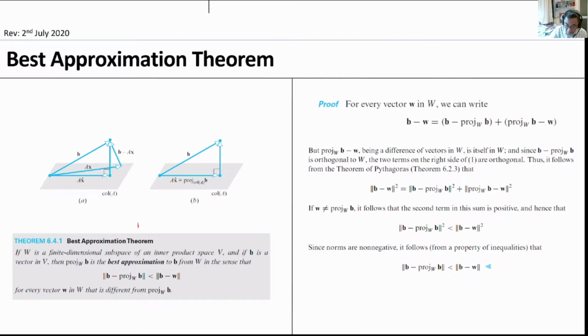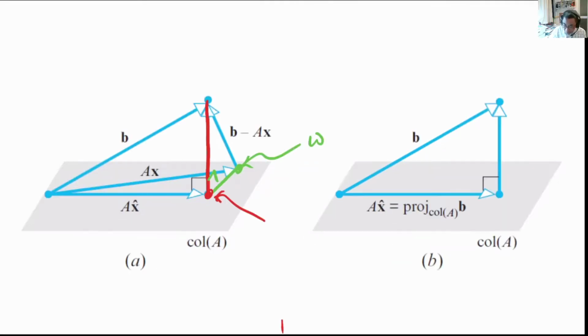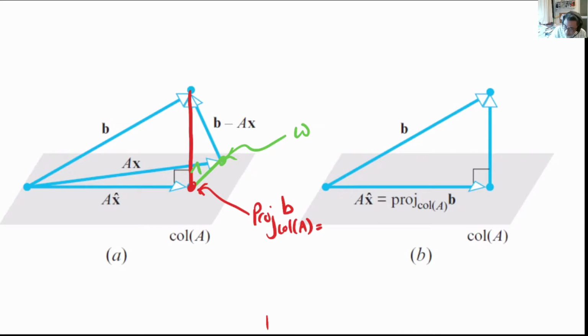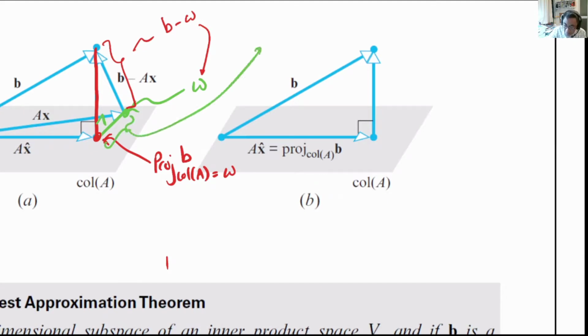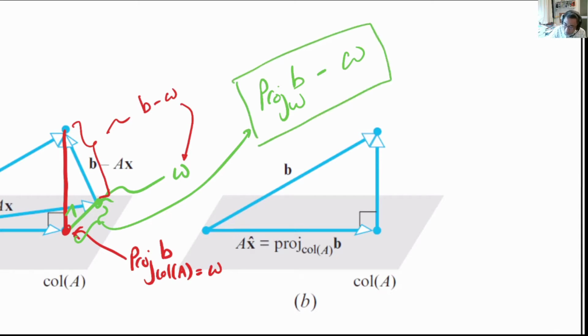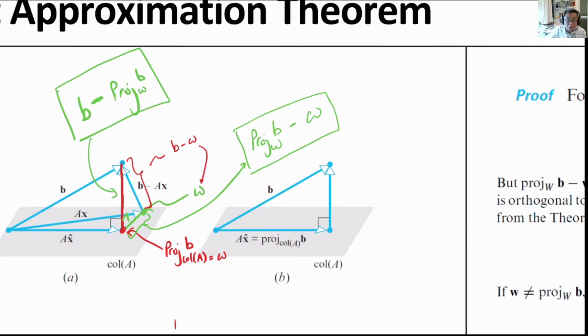Just now, when we discussed this equation, I explained that this is the right angle triangle. Let's call this point W, a point in the column space of A. This point is the projection of B onto the column space of A. Later in the text, we will also call the column space of A the capital W. This vector is B minus W. W is this W here. This vector is projection of B onto W minus W. And this vector is B minus projection of B onto W.